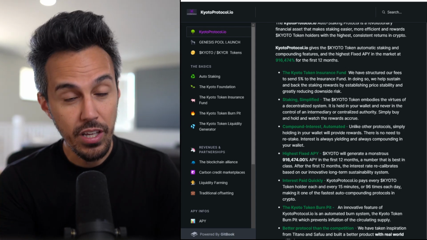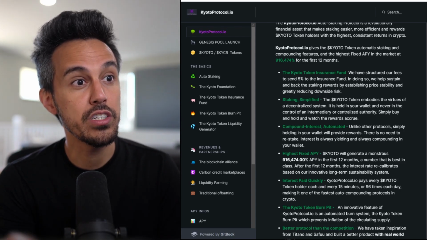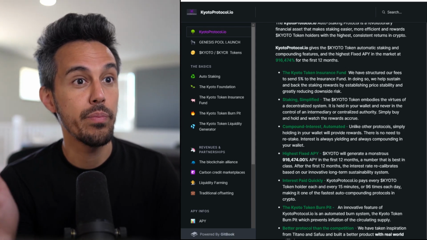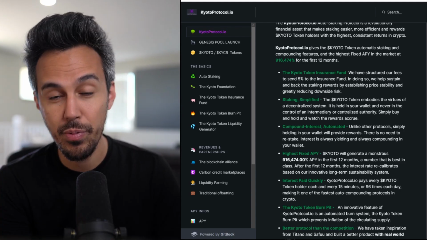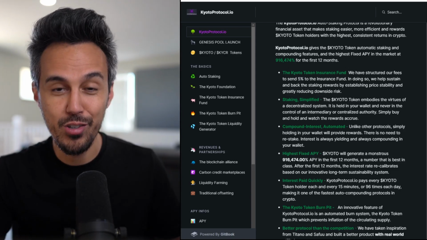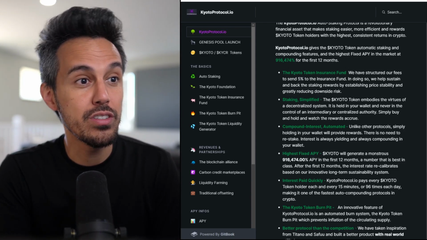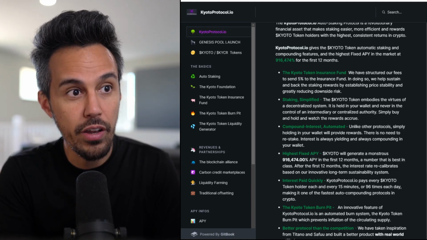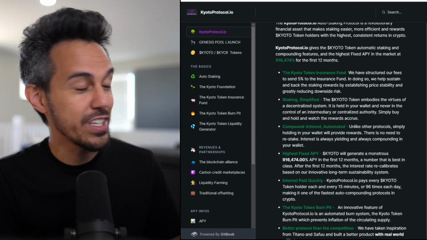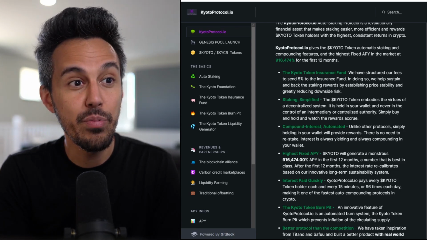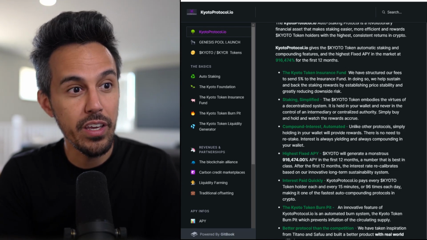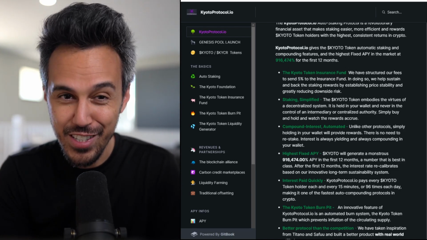So the first thing, the KYOTO token insurance fund, we've structured our fees to send 5% to the insurance fund. In doing so, we help sustain and back the staking rewards, which we'll talk about. Again, we'll jump into the DApp. Staking simplified, the KYOTO token, so KYOTO is the symbol of this project, embodies the virtues of a decentralized system held in your wallet and never in the control of an intermediary or decentralized authority. So really easy for you guys, really safe for you guys. Simply buy and hold and watch the rewards accrue. Compound interest, automated. So again, make your guys' life easier.